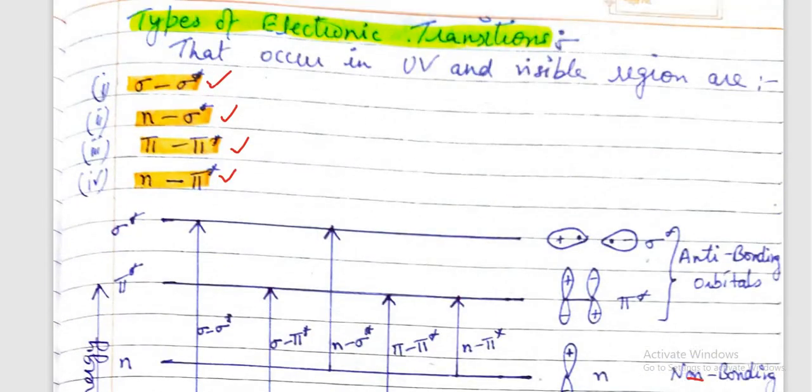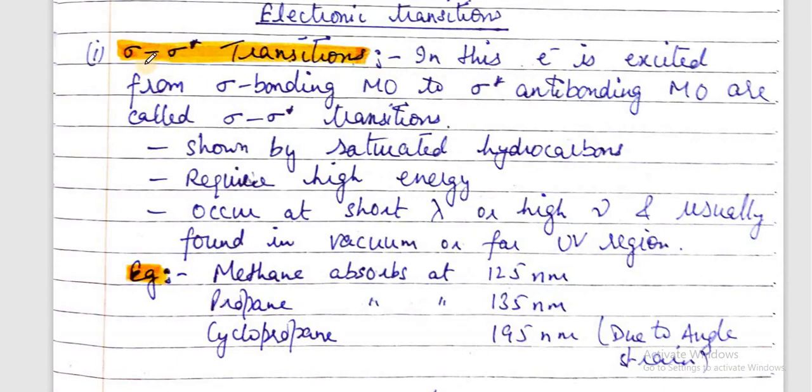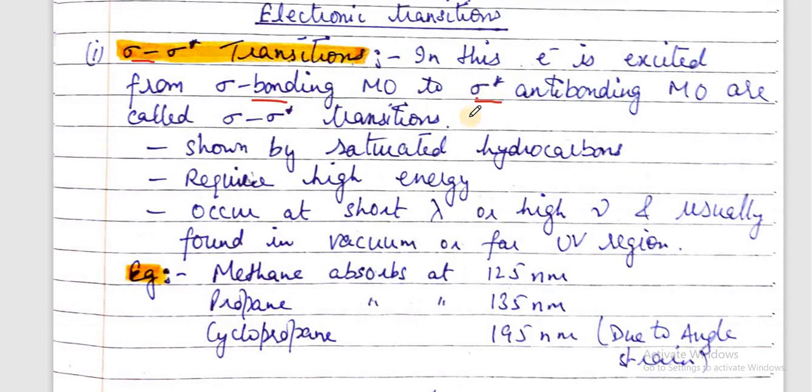That is, sigma to sigma star, n to sigma star, pi to pi star, n to pi star. Let us take them in detail. So first is sigma to sigma star. Sigma electrons are the electrons forming a single bond. In this, an electron is excited from the sigma bonding orbital to the sigma star anti-bonding molecular orbital. These are called sigma to sigma star transitions.